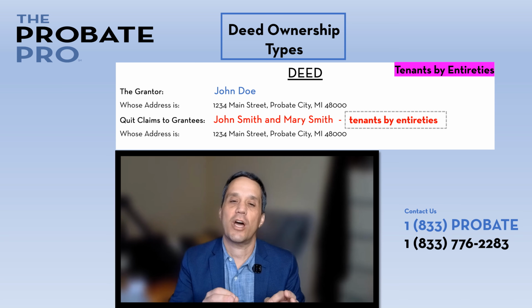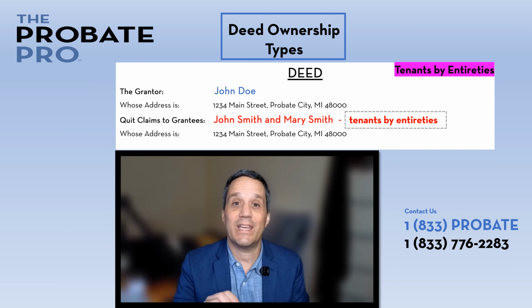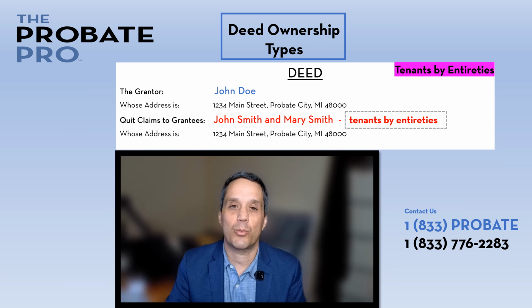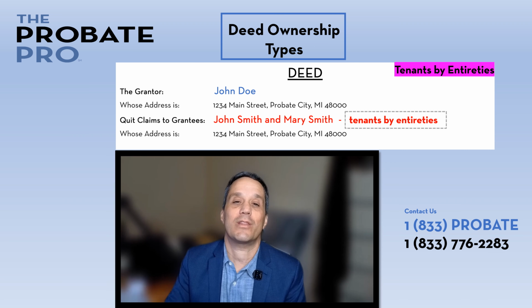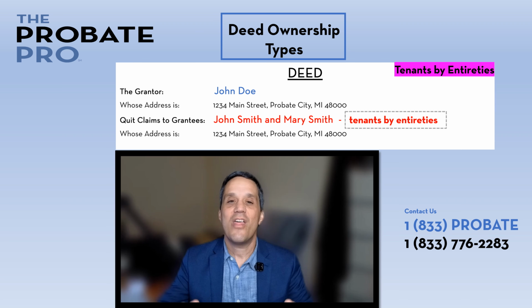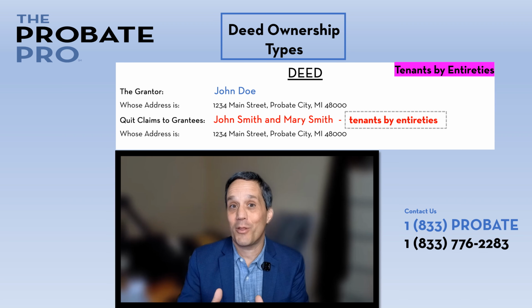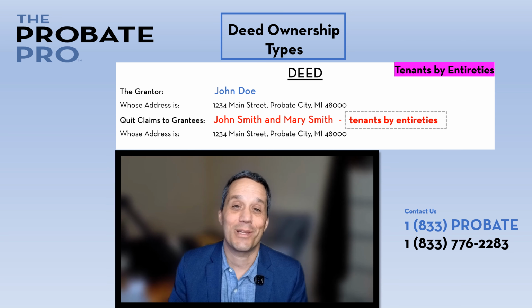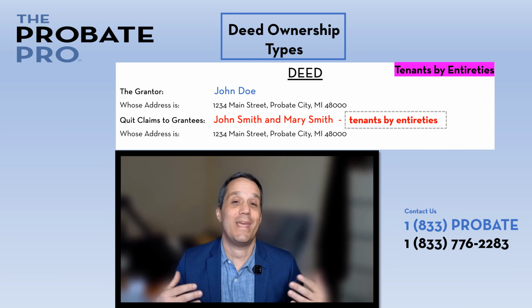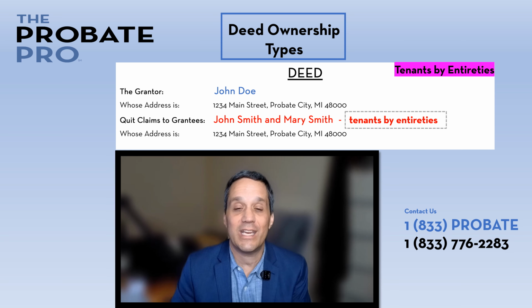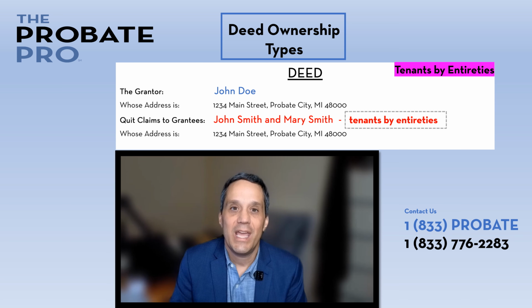Very important to understand. Don't just simply leave it blank. Don't just simply write the word joint tenants. Don't simply write the words tenants in common or equally. Be thoughtful and strategic about the ownership, because otherwise you're going to have to contact a lawyer like us here at the Probate Pro and maybe have to administer a probate estate when it wasn't intended. It was simply sloppy deed drafting.